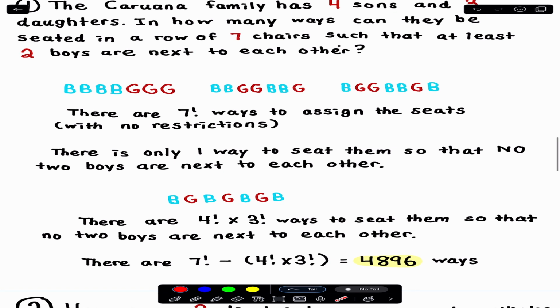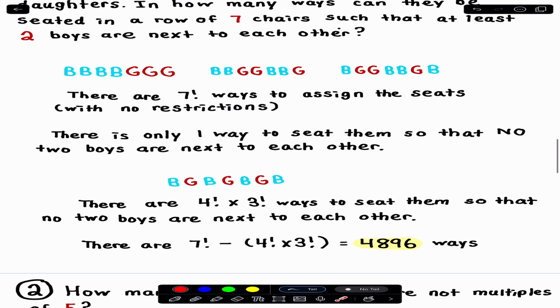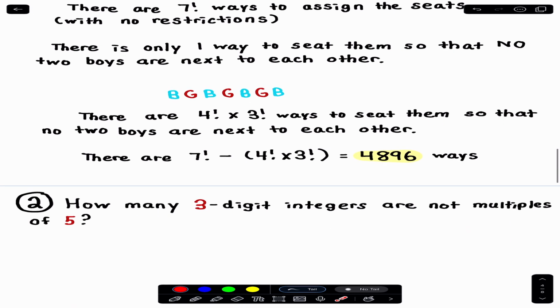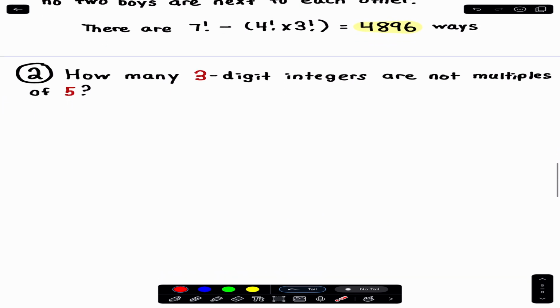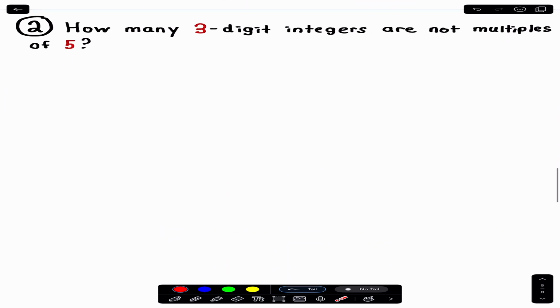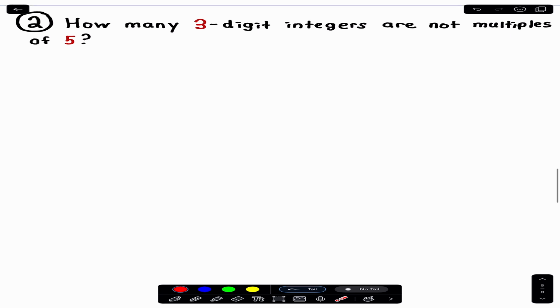Now let's see if I hopefully don't make this mistake where I forget to count the number of ways without any restrictions in the next problem, which goes: how many 3-digit integers are not multiples of 5?